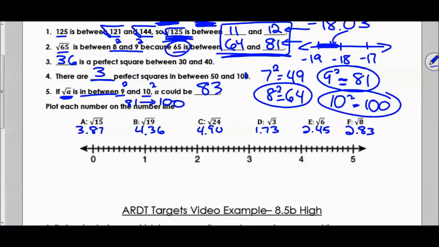One thing I want to point out, we did the square root of a bunch of numbers, and we got decimals. All of those are irrational numbers. When you do the square root of a number and you get a decimal, those are called irrational numbers. Every single one of these is an irrational number.